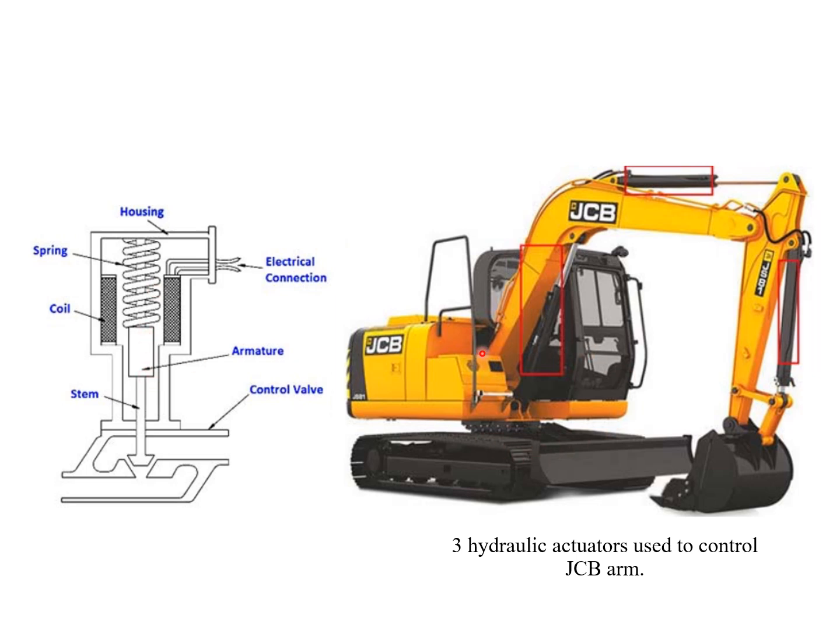So this is an example of a hydraulic actuator, wherein that is a JCB, which uses three hydraulic actuators in order to control the JCB arm.